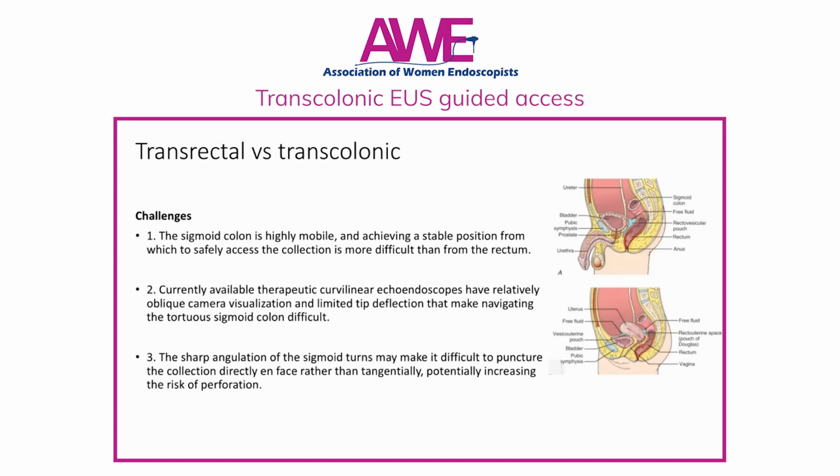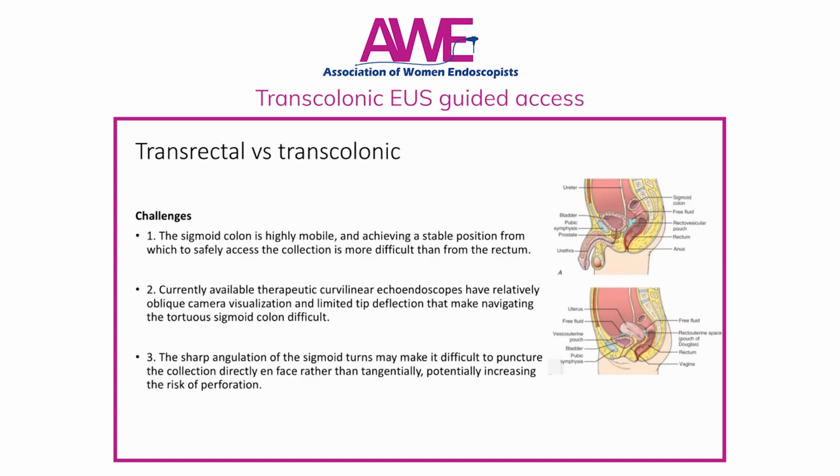When we look at the pelvic rim, you can see that below the pelvic rim, the rectum is fairly straight, and we have an easier access to any collections that are within this area. And above the pelvic rim, there is a sharp angulation where the rectosigmoid turn takes on, and it is hard to maneuver the scope. So what are the challenges?